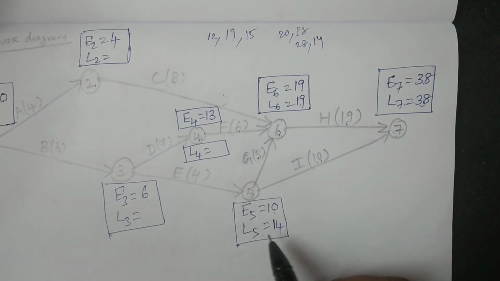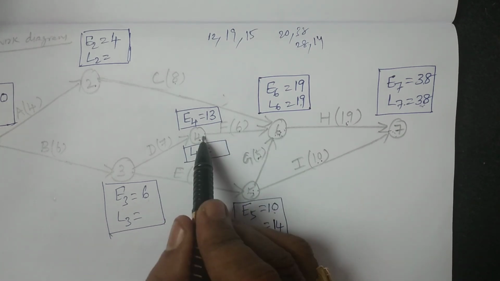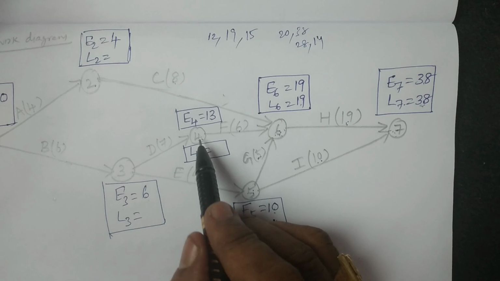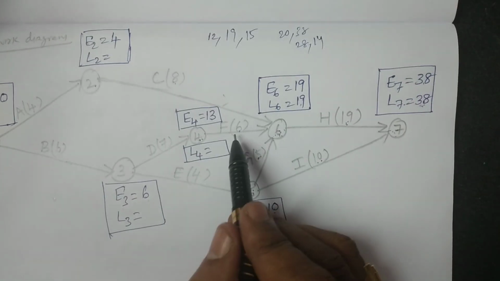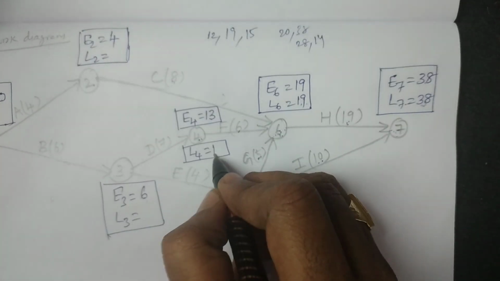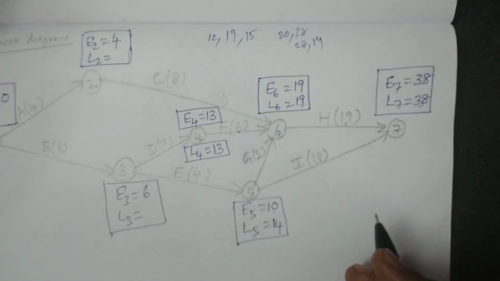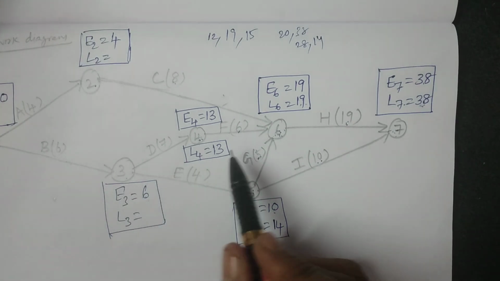And then coming to the event before 5, that is 4. We have only one connection. So it is 4 to 6, the connection is from the sixth event. L6 is 19, D46 is 6. 19 minus 6, it is 13. And coming back to the third event.